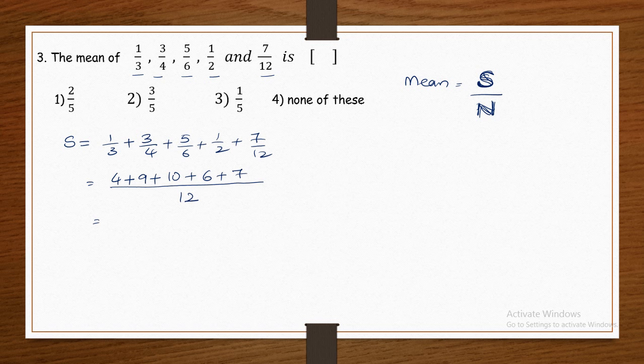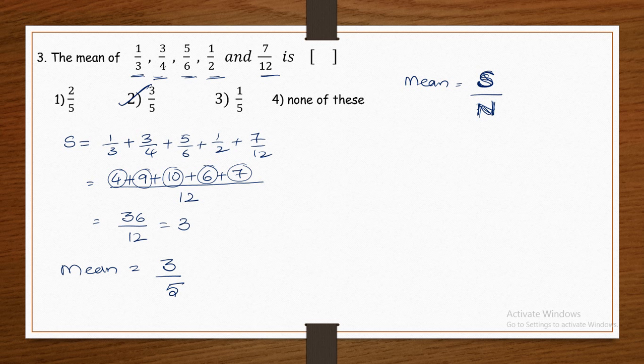Now on adding these values, 6 plus 4 is 10, 10 plus 10 is 20, 20 plus 9 is 29, 29 plus 7 is 36. So 36 divided by 12 gives me 3, right? So the sum of observations is 3. Now finding the mean: mean is equal to sum of observations by number of observations. The sum is 3 and the number of observations is 1, 2, 3, 4, 5, so totally 5 observations. So the answer is 3 divided by 5. Hence the mean for this question is 3 by 5.